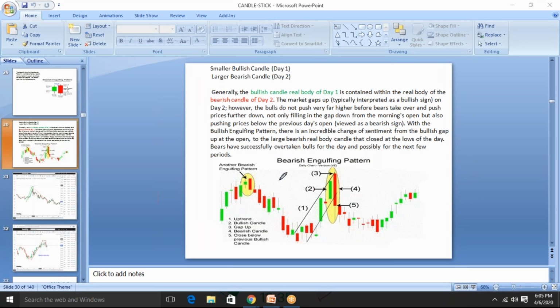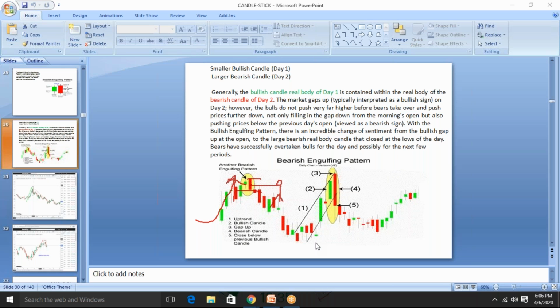Suppose a person is watching this candle from the left side, if he tries to watch this candle, he will not find anything. Means this candle should totally cover this candle. And there should be an uptrend in the market, means the 12 to 13 candle trend should be upside. This is a very important condition.